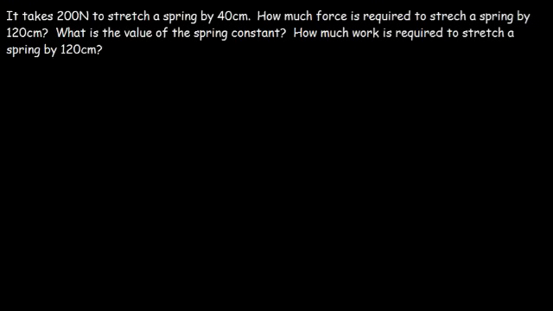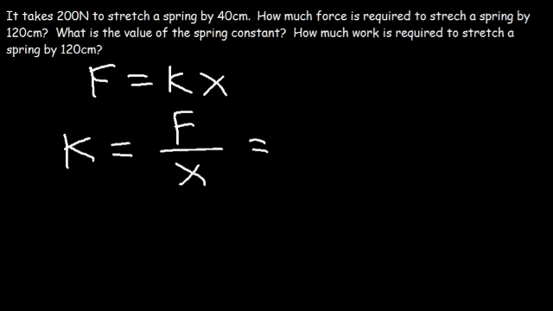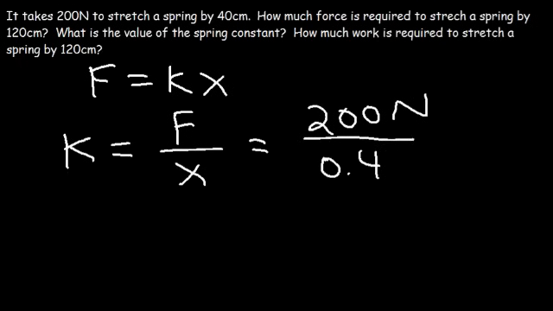Now, what about the second part to the question? What is the value of the spring constant? So using the formula F is equal to kx, solving for k is equal to the force divided by the displacement. So we can use the force of 200 newtons, and instead of using 40 centimeters, we need to convert it to meters. So that's 0.4 meters.